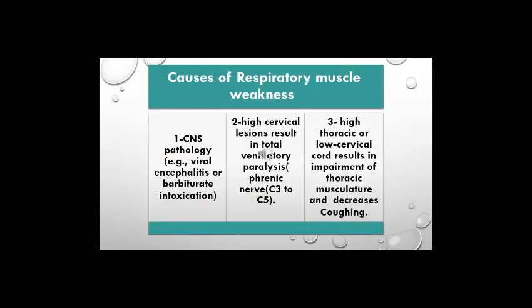The causes of respiratory muscle weakness: one, لو في central nervous system pathology, for example viral encephalitis. Number two, لو في high cervical lesions resulting in total ventilatory paralysis, lesion في phrenic nerve. Number three, high thoracic or low cervical cord lesions resulting in impairment of the thoracic musculature, which decreases coughing.